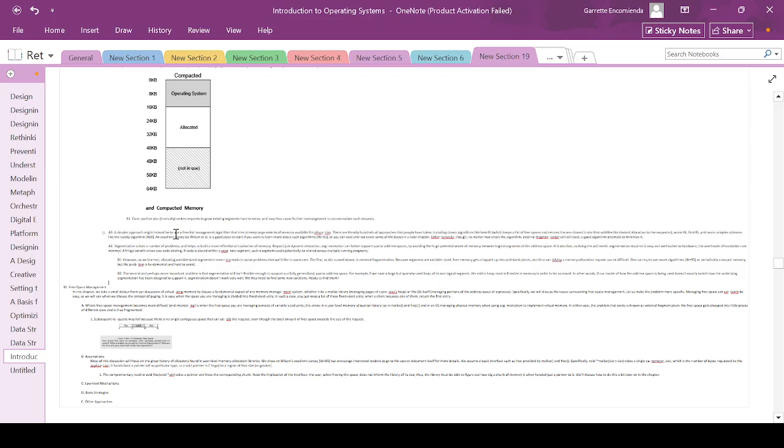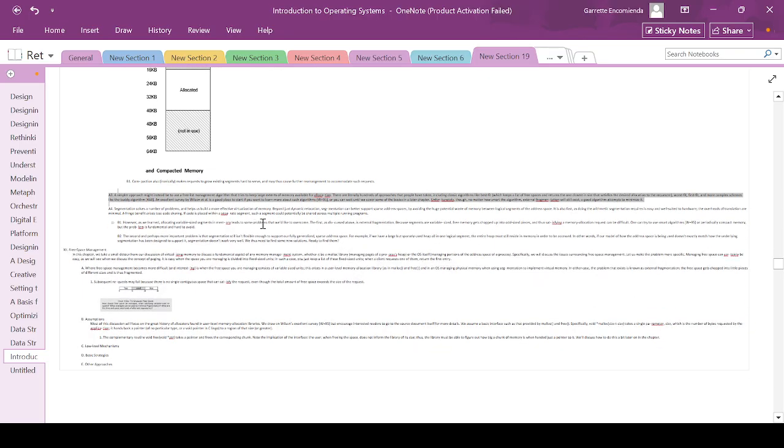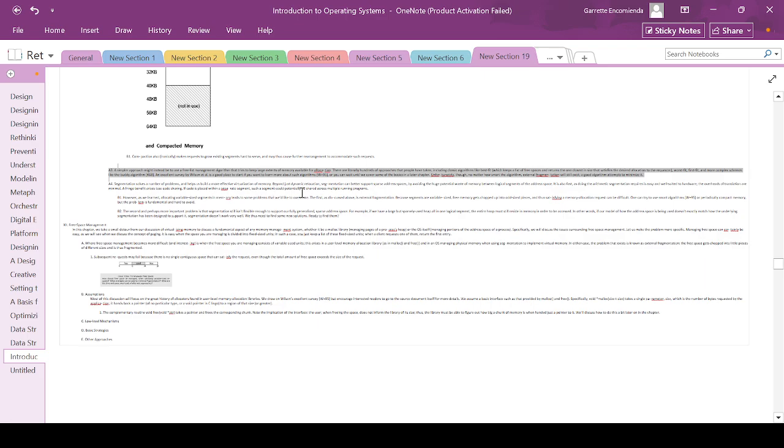So a simpler approach might be to use a free list management algorithm that tries to keep large extents of memory available for allocation. So a free list allows you to keep some huge contiguous allocation that always gives you an available space for that huge contiguous request.